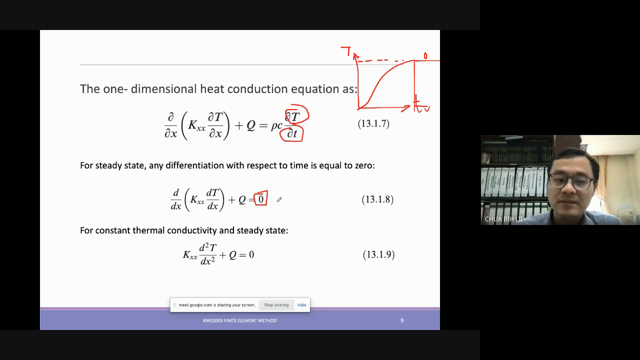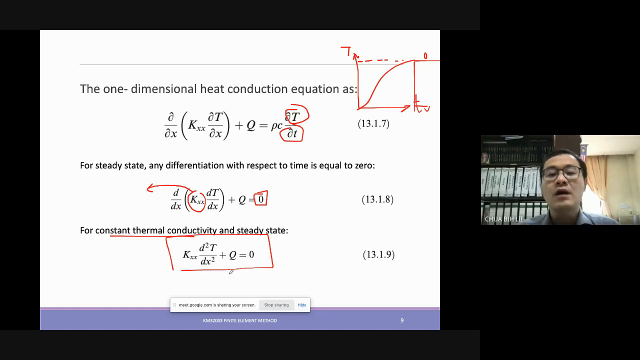Once we know this term as well, if we are considering a constant thermal conductivity, what it means is that the thermal conductivity would not change according to direction or temperature. If that is the case, this term is a constant, which we can bring out, so that it becomes this simplified equation to represent one-dimensional heat conduction for a steady state and constant thermal conductivity.